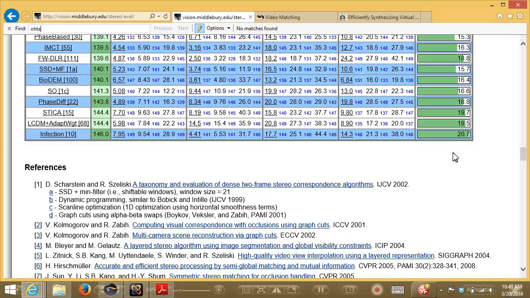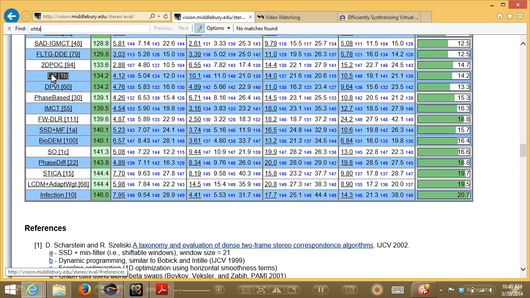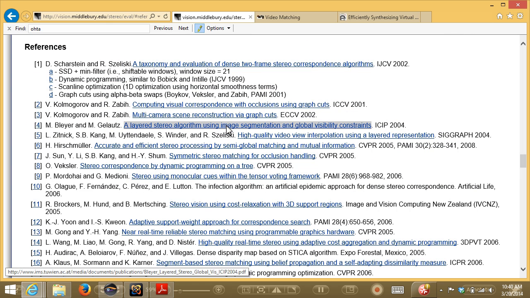Okay, so let's see if we can find some bad algorithm. Here, like 1B, that was what we want. So 1B should not be very good. That's basically what I just described. DP, okay.